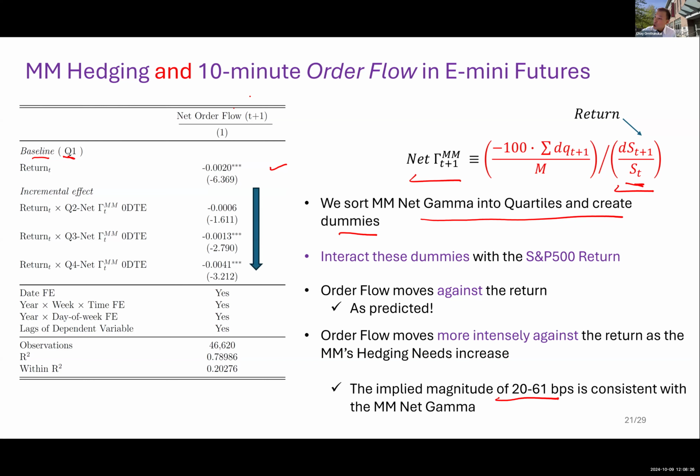And importantly, the magnitude of this order flow. We interpret this order flow as a percentage of buy minus sell in E-mini futures over the total number of S&P 500 index shares. We want the economic magnitude to be consistent. And we find that this gives us about 20 to 61 basis points, which is very consistent with our measure of net gamma. Again, this does not give us direct evidence because we do not know who is originating the E-mini futures trade. It could come from many other market participants, but we believe that this provides us with some corroborating evidence.